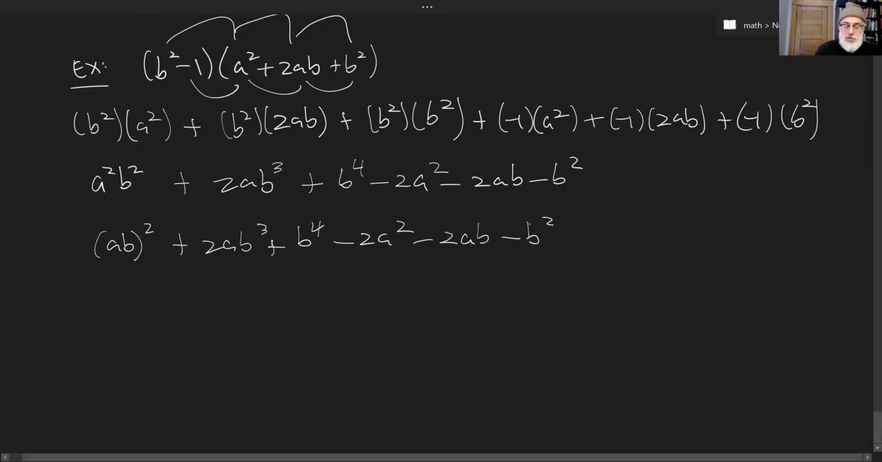So are there like terms in here? Can we add any of this stuff? Turns out no. This is it. This is a multiplication of polynomials. We cannot add it. So this is it.